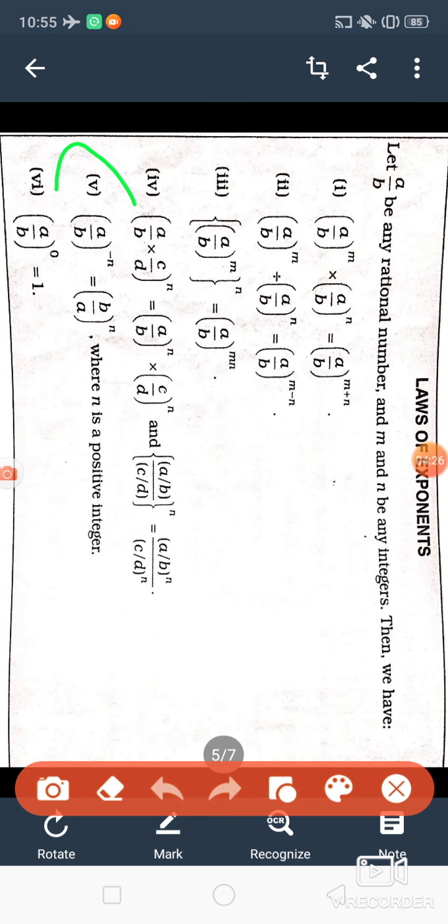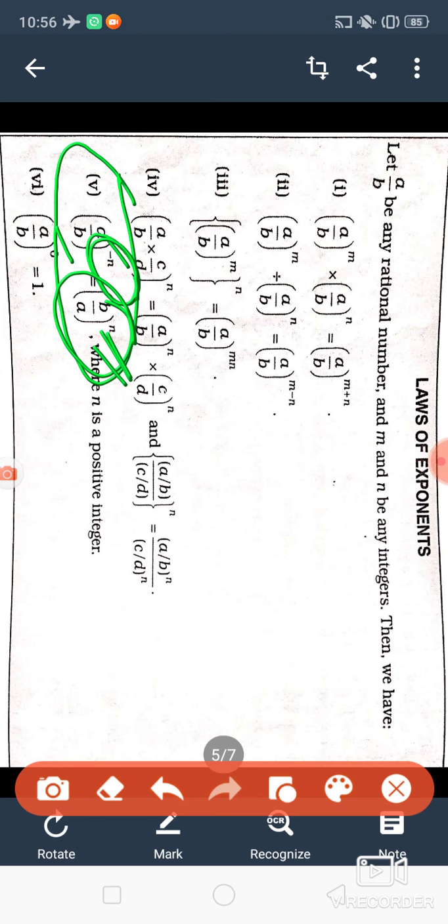Now come to this fifth part. What is given? (a/b) to the power minus n. Just concentrate here. It is given minus n. So in result what are we getting? (b/a) to the power plus n. You can see only n is written. Only n means plus only.